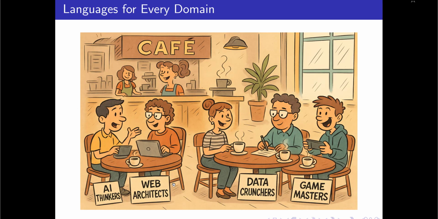Fine. Now we move on to domain-specific and AI-focused languages. As the tech world evolved, so did the programming languages. Imagine a cafe where each table is reserved for a certain kind of genius. You walk in and see four different tables, each with a unique focus. Let's take a look. Table one is the AI thinkers. At this table sit the brilliant minds of AI and machine learning.